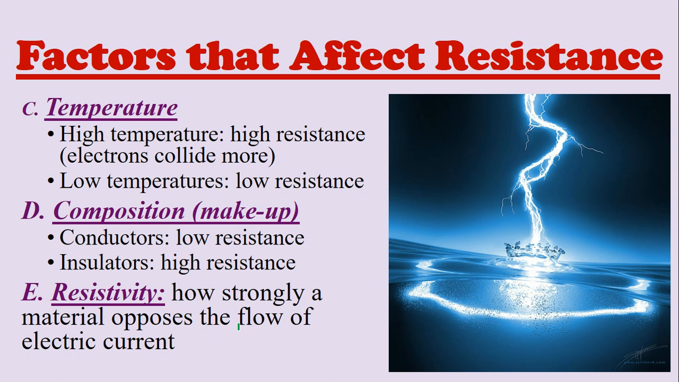And then the next thing is the composition or the makeup. We just talked about conductors and insulators. Conductors equal low resistance while insulators equal high resistance. If you think back, conductors allow the electrons to flow, so it wouldn't matter, but insulators don't allow the flow, so it's going to have a high resistance. And the last thing is resistivity, and that is actually how strongly a material opposes the flow of an electrical current. And that relates back to the composition.